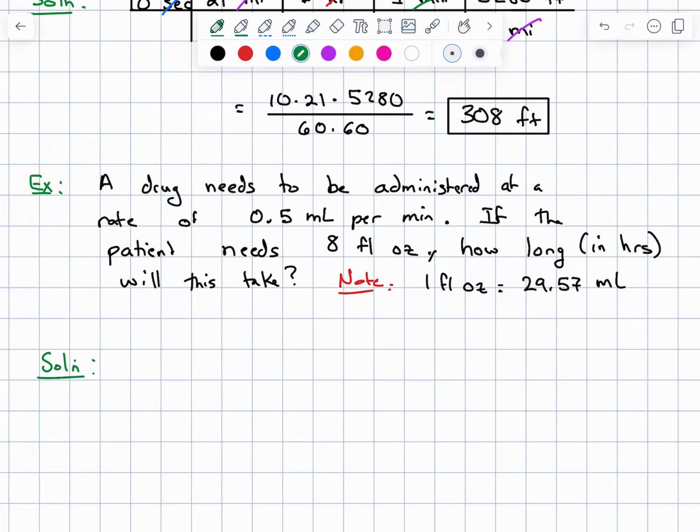What should we start off with? Actually, I would say that the answer to my question should be that you should start with the 8 fluid ounces. However, what if you don't do that? What if you start with the milliliters per minute? What's going to happen? Let's see. 0.5 milliliters per minute for 1 minute.